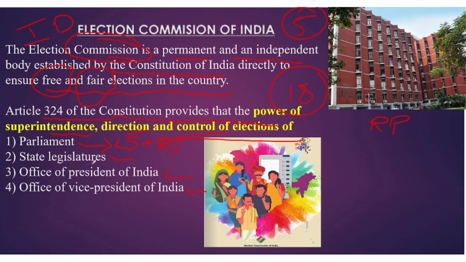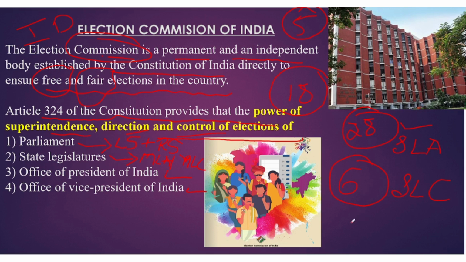And in every state, it conducts the elections for the state legislatures also. Okay, that is for the state legislative assemblies, that is for MLAs, as well as for MLCs. There are 28 states in India. In every state, we have a state legislative assembly. But only 6 states have state legislative councils, that is, members of the state legislative council. These members are only in 6 states out of 28 states.